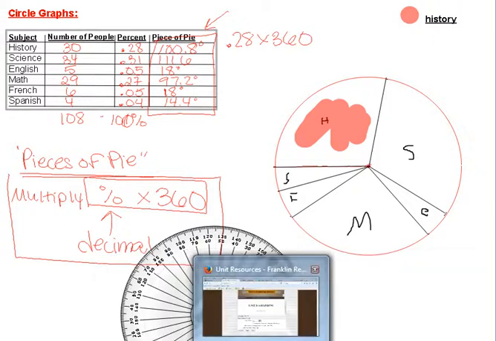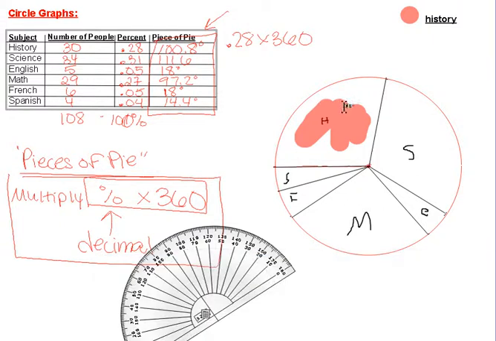In the end, you need to double check your work to see, okay, are Spanish, French, and English the smallest portions of my pie? Well, Spanish is 4, English is 5, and French is 6, and the other ones are around 30. So yes, that looks correct to me.